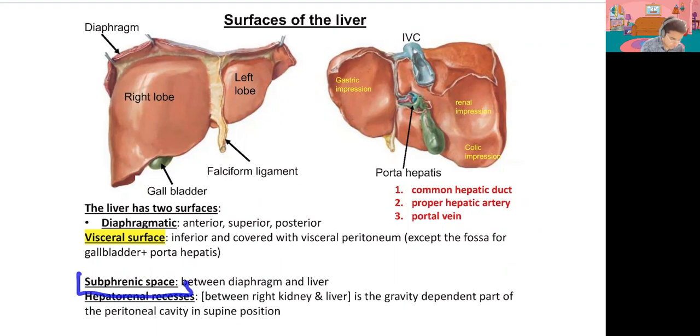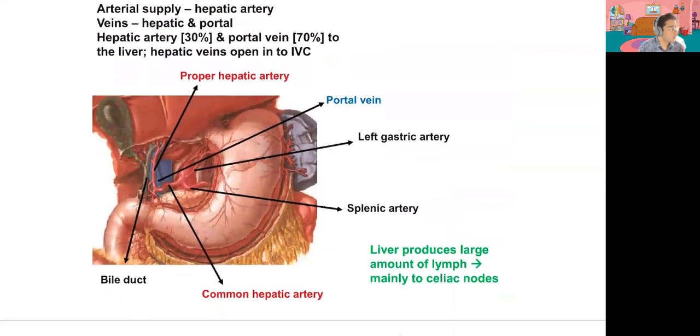And the only other buzzword that I remember was subphrenic space being tested for any sort of issues with liver or any sort of perforations that can lead to presentation of shoulder pain on the right-hand side, okay?